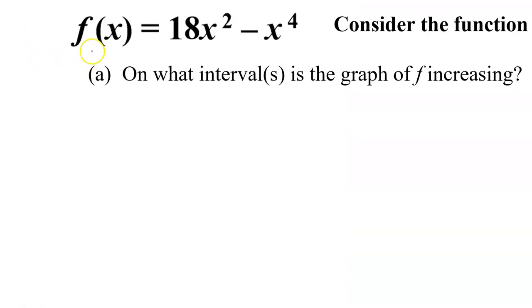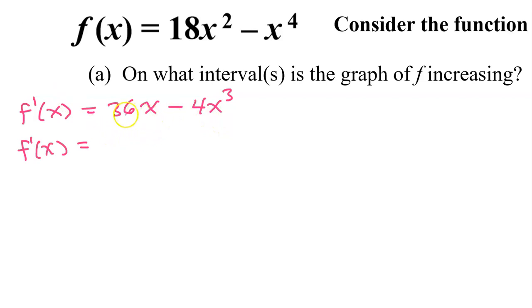So our strategy will be to find f prime and make a sign chart so we can see where f prime is positive and negative. F prime equals, we're just doing the power rule, so 2 times 18 is 36, so we have 36x minus, all right, bring that 4 in the front, reduce the power by 1, and you have f prime.